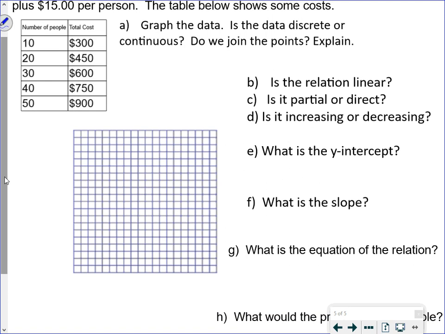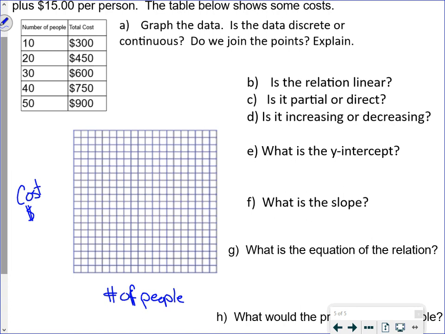Okay, so our x column is the number of people, so that is the independent variable. You can invite as many people as you want. And then our y variable is the total cost. So the cost depends on the number of people, so that's the dependent variable. And again, it's the cost in dollars.